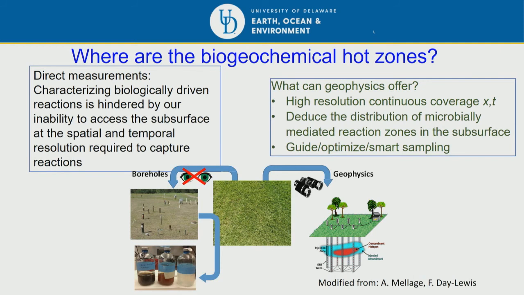So what can geophysics really do for people who are working in biogeochemistry? Here's the traditional approach: drill wells, many of them, to try to understand. But this is, of course, limiting. It's quite expensive, and you only get discrete data. Whereas with geophysics, you can get continuous, very high resolution data. You can image areas in the subsurface where a lot of these biogeochemical hot zones are, and then understand a lot about what's happening.